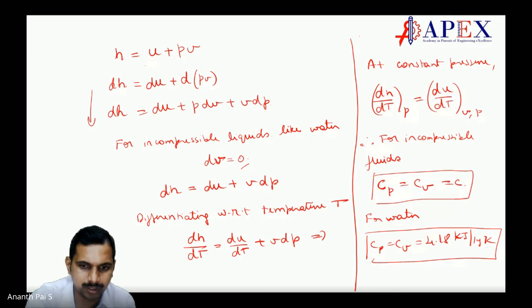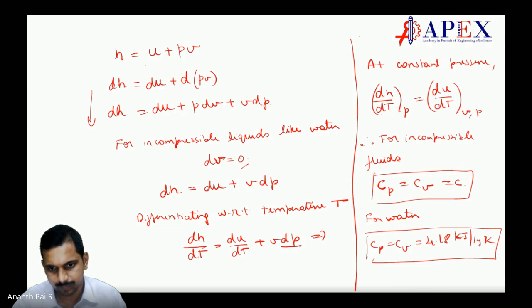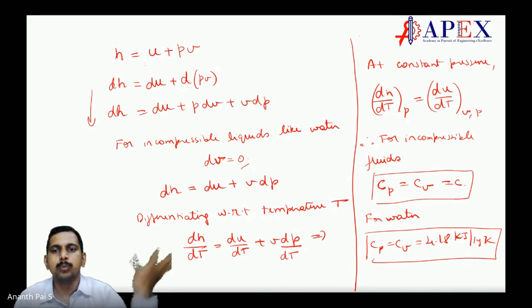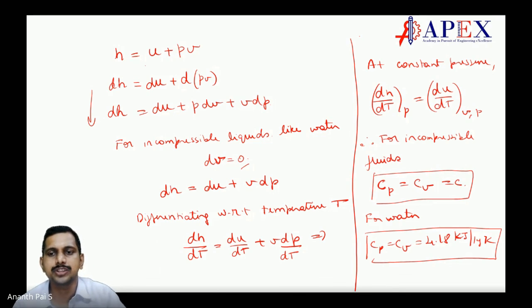Differentiating with respect to temperature, VdP remains the same. Correct. Now at constant pressure, if pressure does not change with the temperature, then dP by dt also goes to 0. If you are taking constant pressure, like water being boiled in open air, it is heating at constant pressure, is it not?